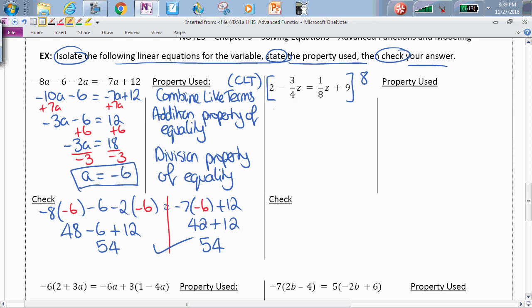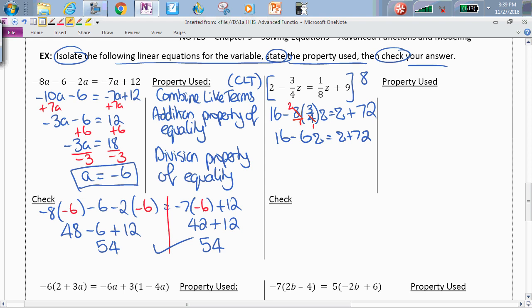So that's going to be 2 times 8, which is 16, minus 8 times 3 over 4. We'll come back and deal with this in a second. Equals 1/8 of 8 is just 1, so 1z, plus 9 times 8 is 72. This part here, if we treat it as 8 over 1, then we can cancel out here, and 8 over 4 becomes 2 over 1, and then 2 times 3 is 6. So 16 minus 6z equals z plus 72.